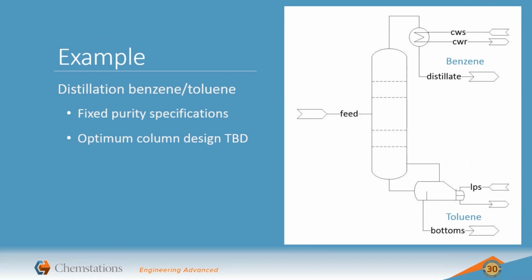For a quick demonstration of these features in CHEMCAD, we will look at the distillation process that separates benzene and toluene. Here, a tray column is equipped with a total condenser and a partial reboiler, and the goal is to optimize the column design to meet the distillate and bottoms purity specifications.